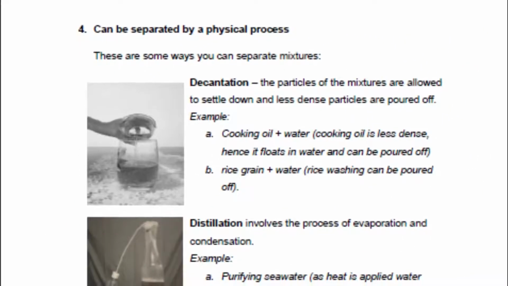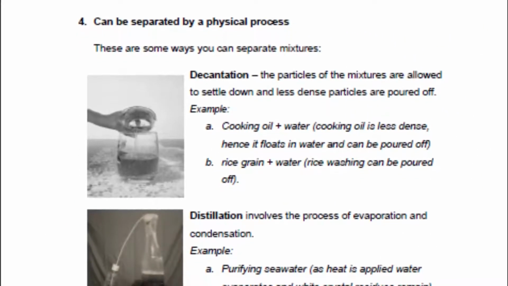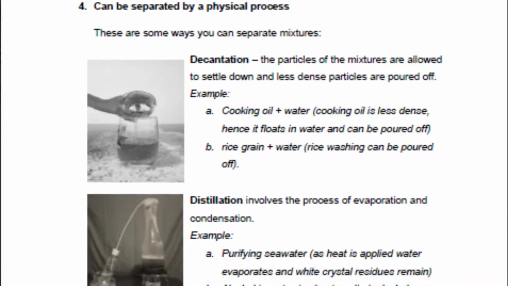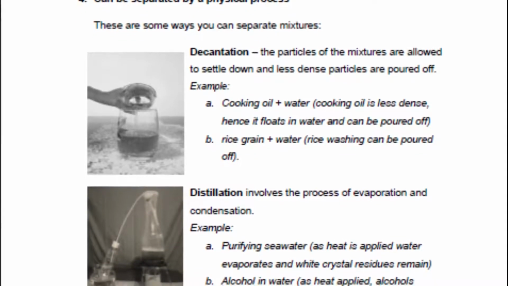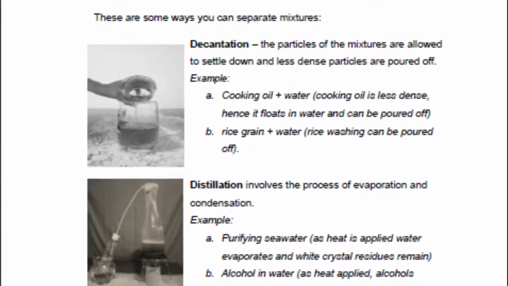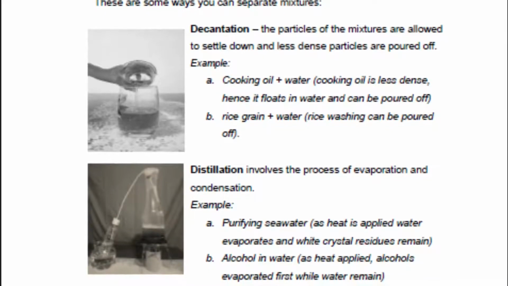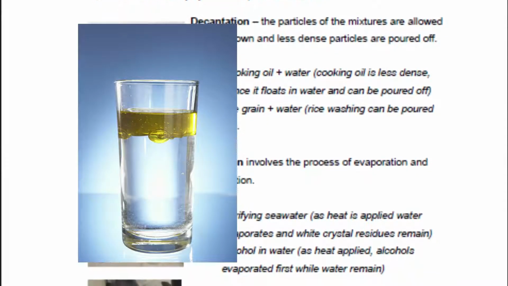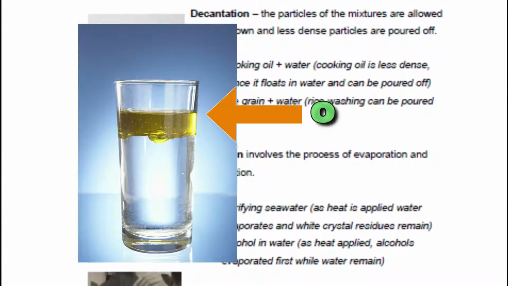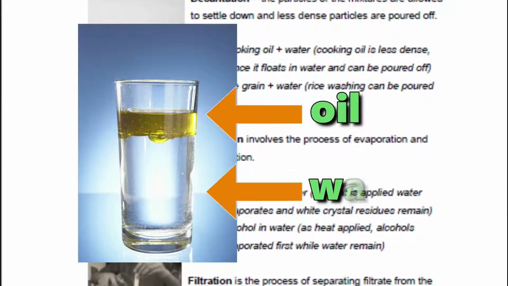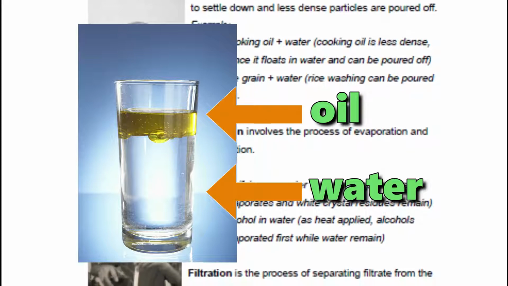Fourth, can be separated by a physical process. Here are some of the ways we can separate mixtures. Decantation. The components of mixtures are allowed to settle down and less dense particles are poured off. For example, cooking oil plus water. Cooking oil is less dense, hence it floats in water and can be poured off.